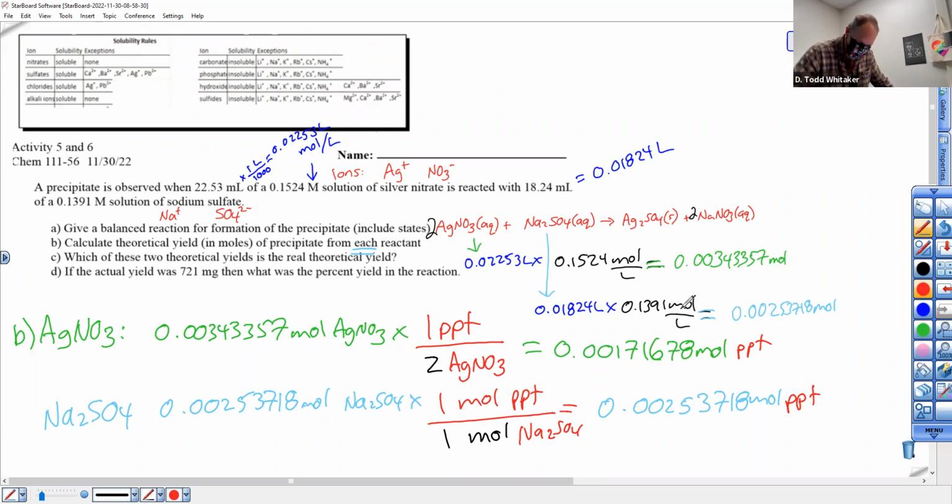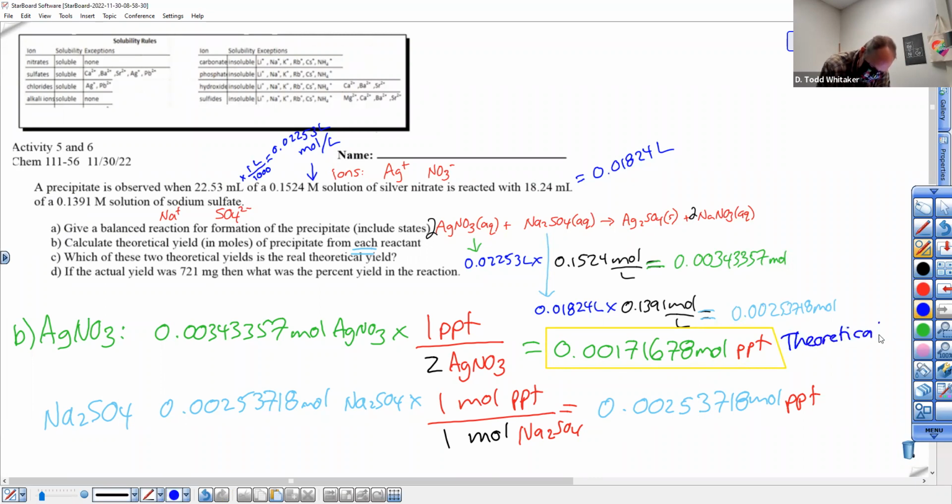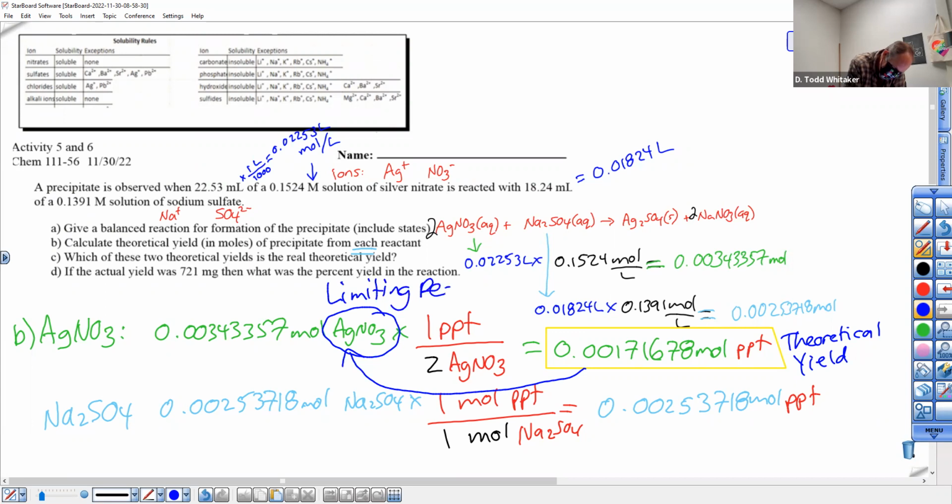It's bigger than the other one. This is the theoretical yield right here. It is the smaller of these two numbers. This is the theoretical yield, which means the chemical it came from is called which reactant? The theoretical yield comes from the chemical that runs out. What is the name of that chemical? Limiting reactant. That is the answer to C.